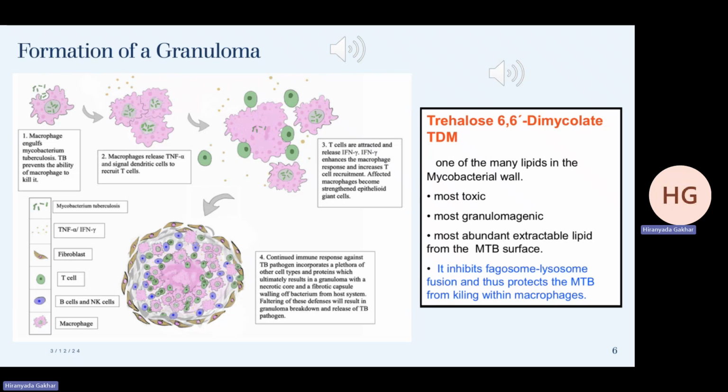The purpose of this particular molecule is that it inhibits the phagosome-lysosome fusion. Thus, the proper function of the macrophage is not performed, and that is why there is a formation of the granuloma.